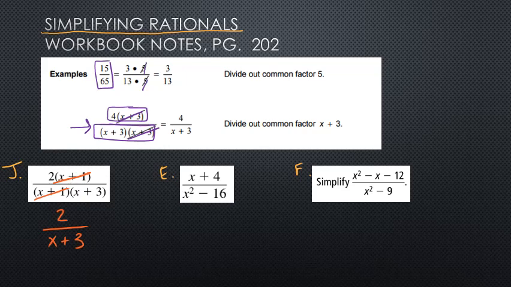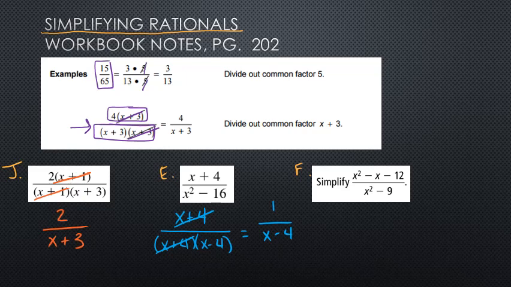Pretty simple. So for the next one, in E, what we're going to do is factor the top. Well, x plus 4 can't be factored. x squared minus 16 can be factored as a difference of squares, which is x minus 4, x plus 4. So you do have to be able to do that correctly. And then the x plus 4s will cancel out, and you're left with 1 over x minus 4. The 1 is up there as a placeholder in the numerator.